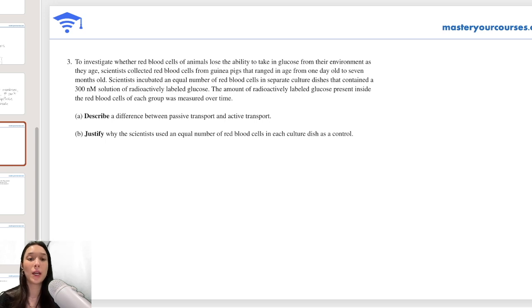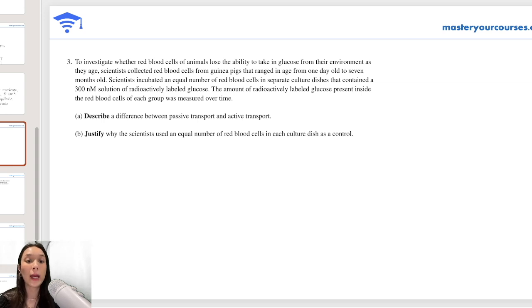This one says to investigate whether red blood cells of animals lose the ability to take in glucose from their environment as they age. Scientists collected red blood cells from guinea pigs that ranged in age from 1 day old to 7 months old. Scientists incubated an equal number of red blood cells in separate culture dishes that contained a 300 nanomolar solution of radioactively labeled glucose. The amount of radioactively labeled glucose present inside the red blood cells of each group was measured over time.